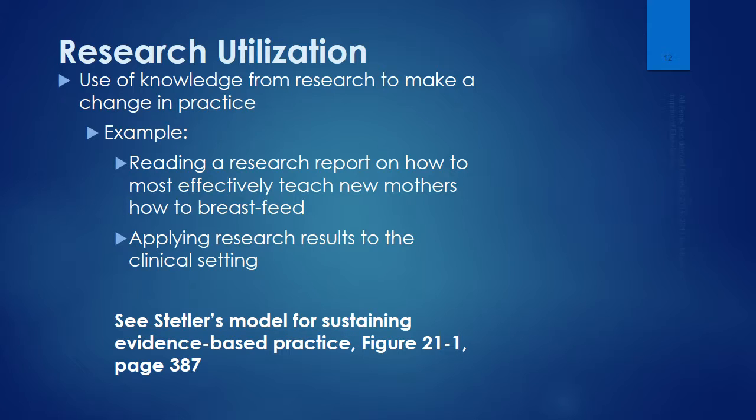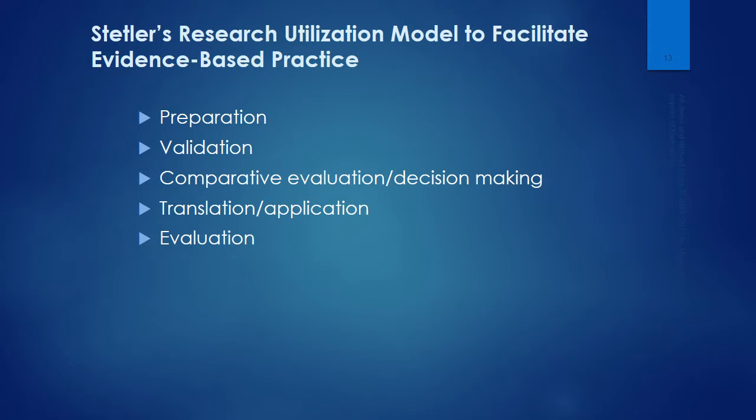Stetler has a model for sustaining evidence-based practice. This is in Figure 21-1 on page 387. The steps of Stetler's research utilization model to facilitate evidence-based practice include preparation, validation, comparative evaluation and decision making, translation and application, and then lastly, evaluation.